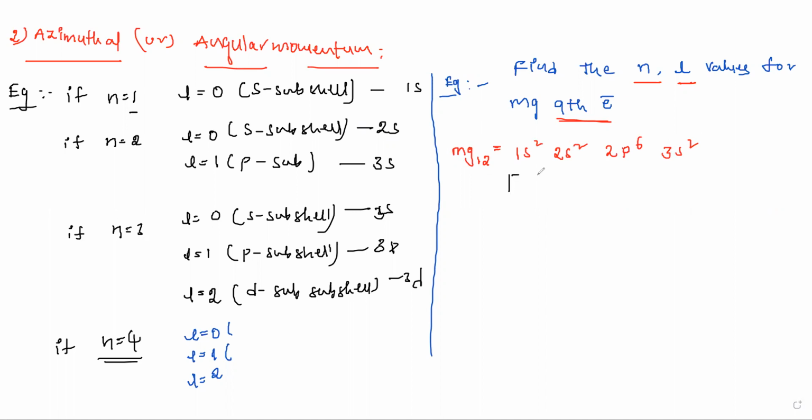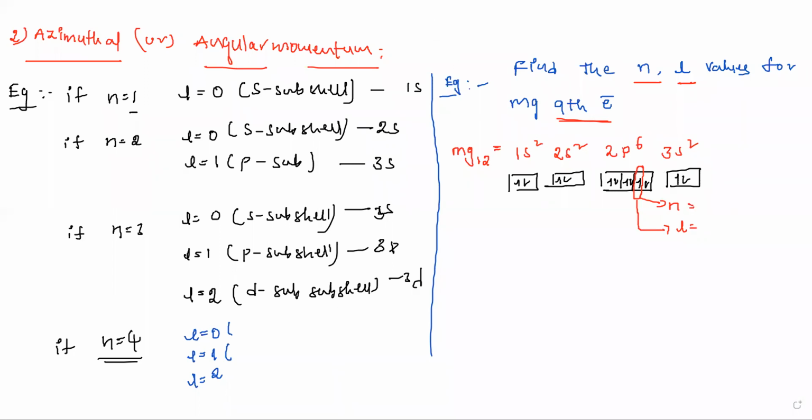Now, it has 1, 2, and this is 1 and 2. And here the p orbital has 6 electrons: 1, 2, 3, 4, 5, and 6. And here 2. Now count the electrons, which is the ninth one: 1, 2, 3, 4, 5, 6, 7, 8, 9. This is the ninth electron. For this electron we need the principal quantum number value n, and the angular momentum quantum number value L.